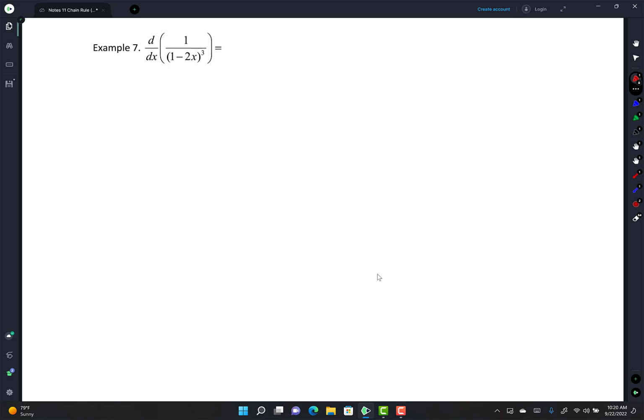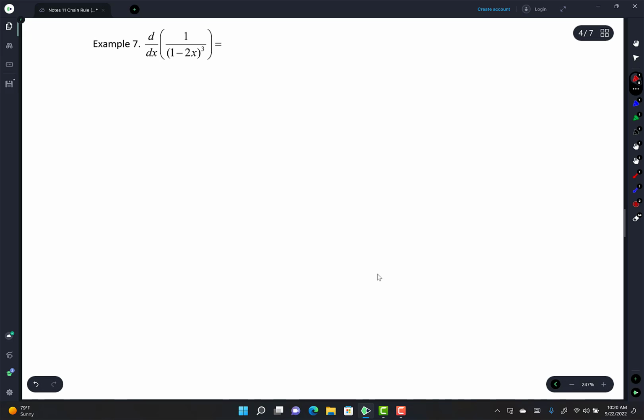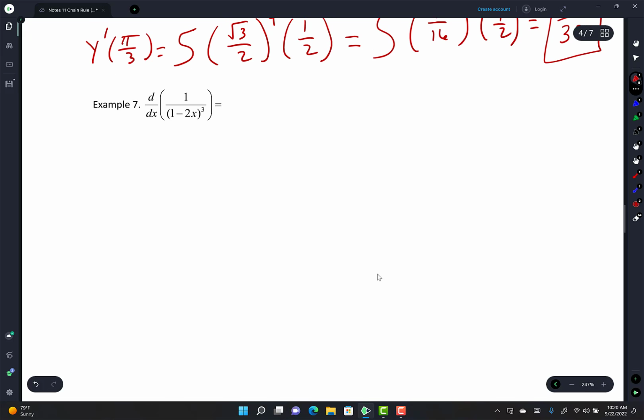All right, so here we go, guys. Let's keep going. Look at example 7. You could do quotient rule on this if you wanted to, but make life simple for yourself. Look, I haven't taken a derivative yet. I'm just rewriting it, d dx, parenthesis, laws of exponents. I'm going to bring that up.